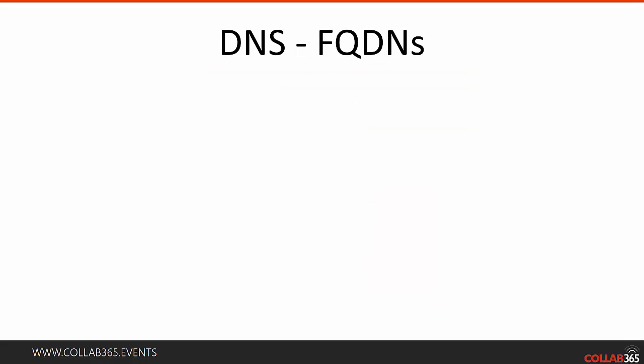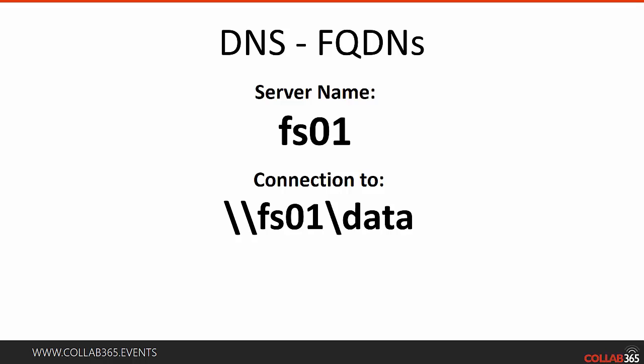We do see a huge demand to move servers to the cloud, like Azure. Unfortunately, many companies still refer to their servers just by a simple NetBIOS name, like this one. They connect to them by using the following format: fs01/data. We always say to those organizations, wake up, it's the 21st century, we need to use FQDNs. The connection should look like this.